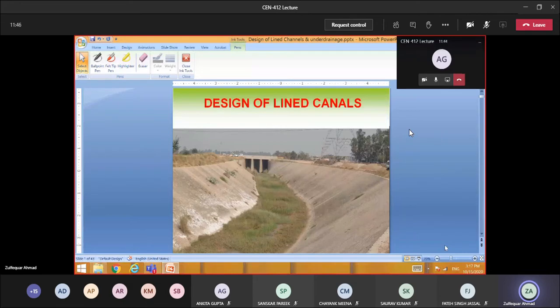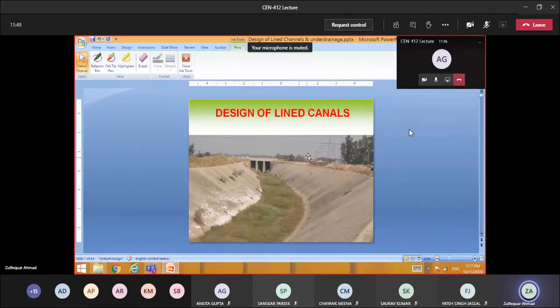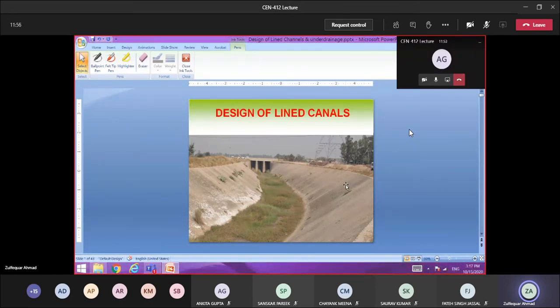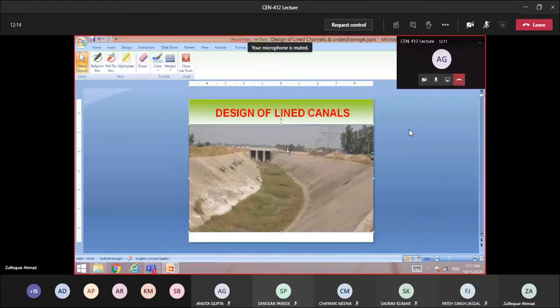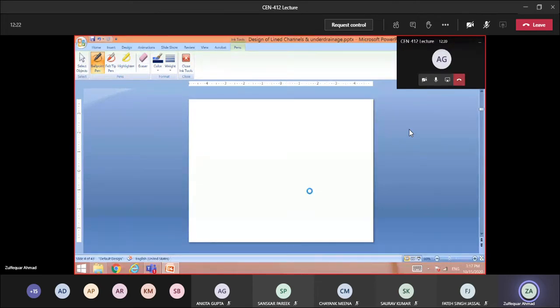You can see here this is one canal that I have shown. This is a triangular rounded, cement concrete lined canal. Here in the bottom you have the silting, and due to the silting, of course, the rounded corners are not visible here.